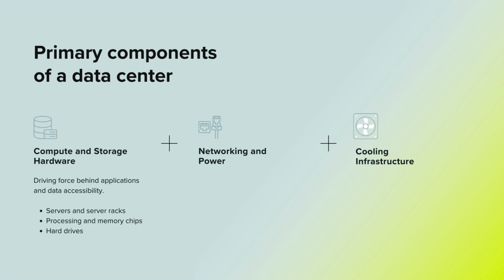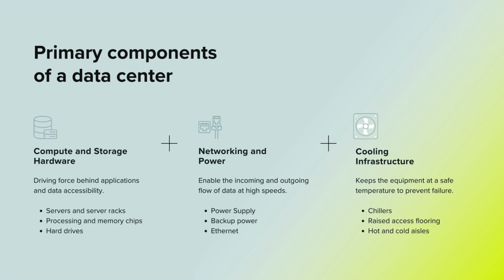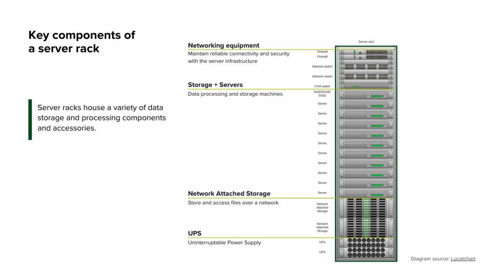Hardware examples include servers and server racks, processing and memory chips, and hard drives. Networking and power infrastructure enables the incoming and outgoing flow of data at high speeds, and examples include power supply, backup power, and Ethernet. Finally, the cooling infrastructure keeps the equipment at a safe temperature to prevent data loss or failure. Components of the cooling infrastructure include chillers, raised access flooring, and the concept of hot and cold aisles, which we'll discuss later.